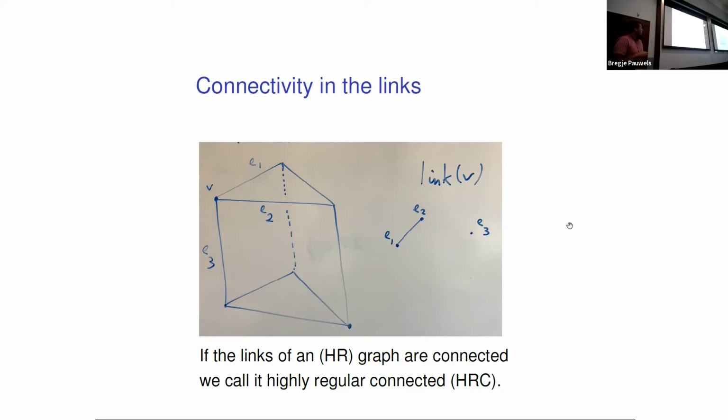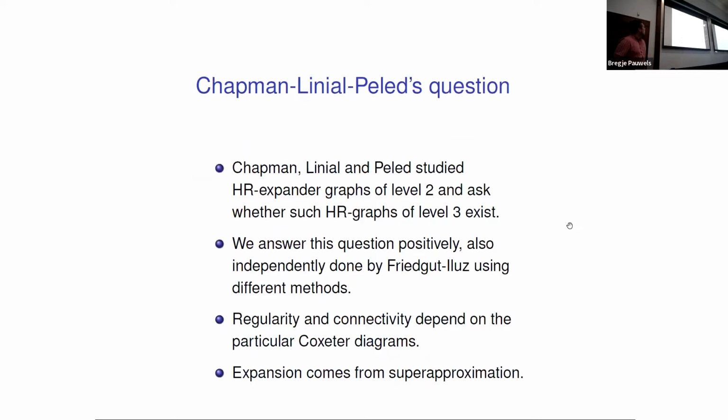And so if we have a graph which is highly regular and connected, we will call it highly regular connected. So Chapman-Linial-Peled were the first ones to look at this question of Dinur, and they studied highly regular expanding graphs of level 2. So level 2 is: it's K-regular and the number of triangles on an edge is a constant. And they asked the question, can you do better than level 2? So in particular, can you do level 3? And we answer this question affirmatively.